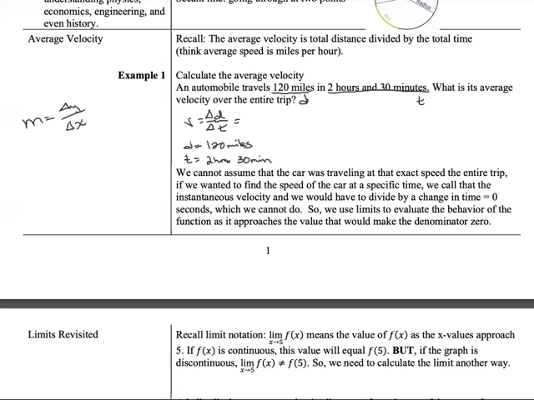Now notice that's 2 different units, hours and minutes. We want to convert everything into the same units. You can choose hours or minutes. It doesn't make a difference here. Because we usually think of miles per hour, I'm going to change this into hours. So 2 hours and 30 minutes is 2.5 hours. So to find our velocity, we take our distance, which was 120 miles, divided by our time, which is 2.5 hours.